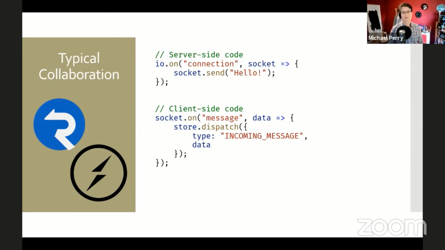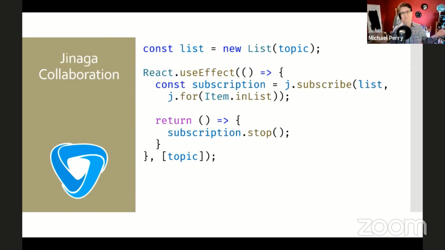Now, you've seen that our application is collaborative. How does that work in Jinaga? It works like this. What you do is you do a j.subscribe, and you give it, you guessed it, a specification function. So I said, okay, I'm going to subscribe to this list, and what I care about is the items in this list.